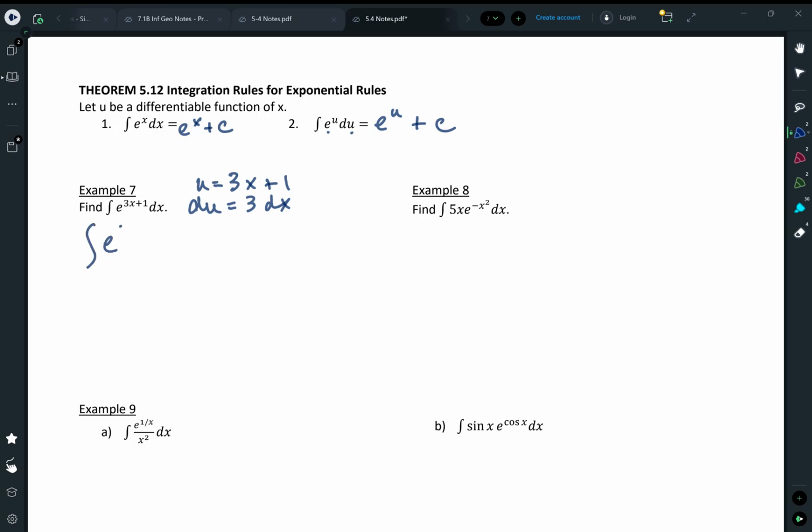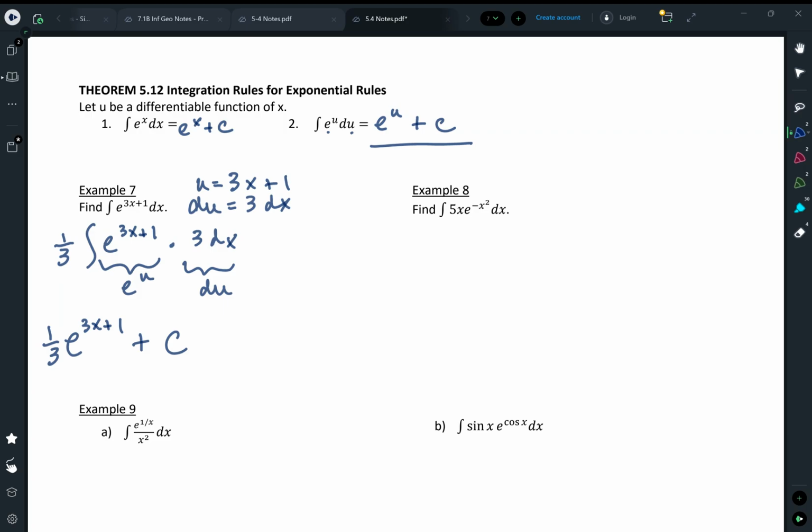So let's write e to the 3x plus 1. And then we have times the 3 dx. So this part's my du. This part's my e to the u power. And then if I am multiplying a 3 in here, I need to have a 1/3 as well. Right? 1/3 times 3 gives us back the dx. So now when I integrate, all that's going to happen, remember, is we're going to get e to the u plus c. So that means my answer is going to be e to the 3x plus 1 power plus c. Oh, don't forget about the 1/3.